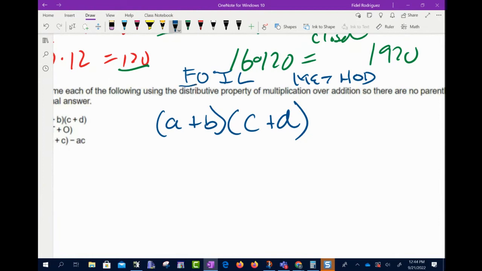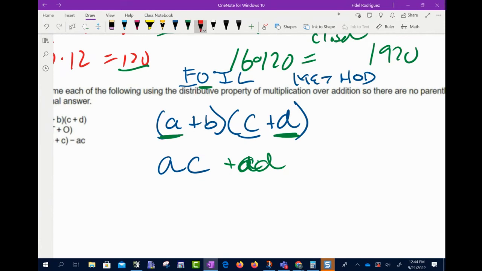I don't know if you remember this or not, but the F stood for let's multiply the first pieces together. So we're going to multiply those guys together. So A times C, I'm just going to put an AC, okay? And then the O stood for the outer ones. Now the outer ones are these over here. So A times D is going to give me an AD, okay?